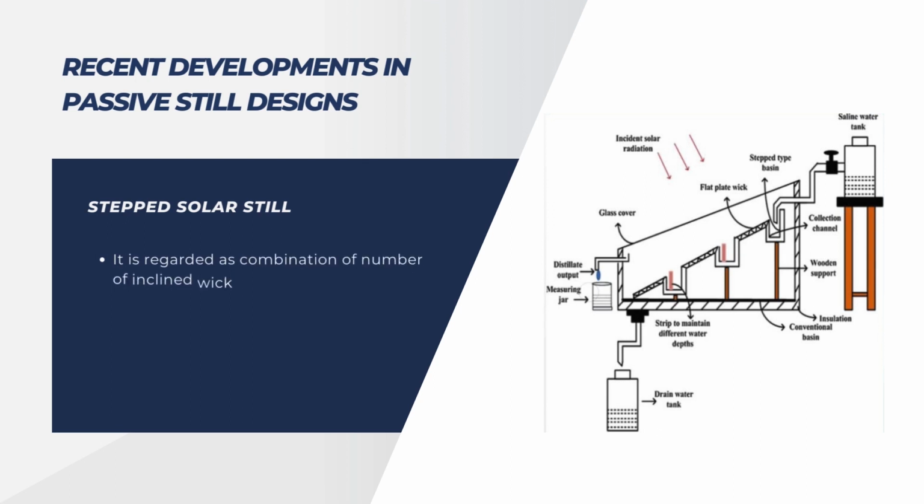Another one is a stepped solar still. As you can see in the figure, the inclined wick solar still is modified here into the stepped basin solar still. The modification helps to create a uniform wet wick film, and thus helps to enhance the production rate of the inclined wick solar still. It is a combination of as many inclined wick solar stills as we want.